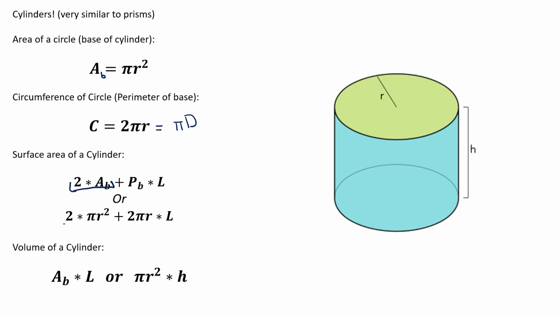Or 2 times pi r squared, because that's the area of our base, plus the perimeter times the length. In this case, our perimeter is 2 pi r. It's the circumference times the length. So you can see it's the exact same stuff.